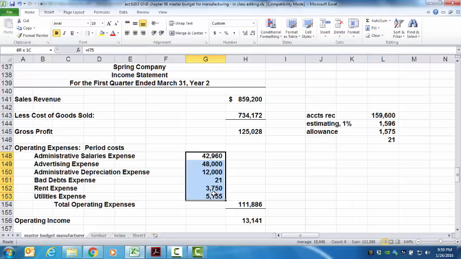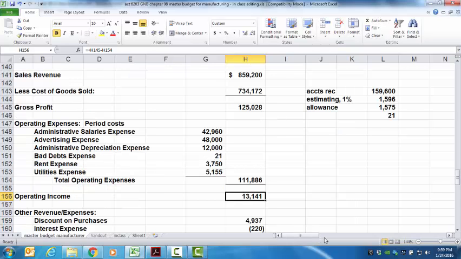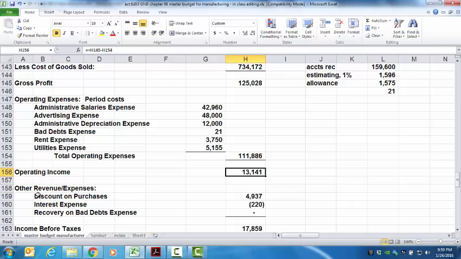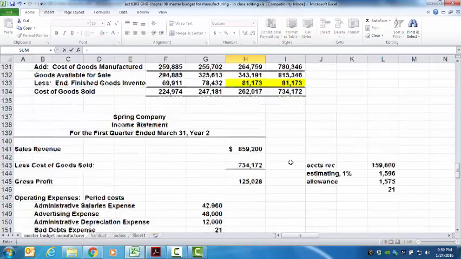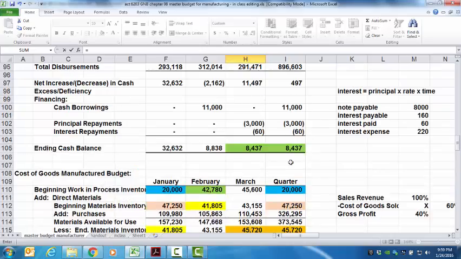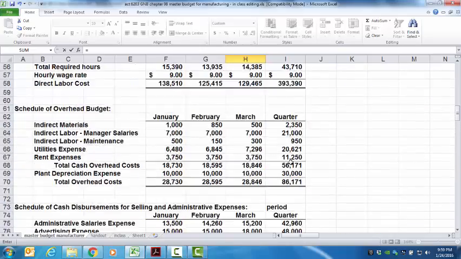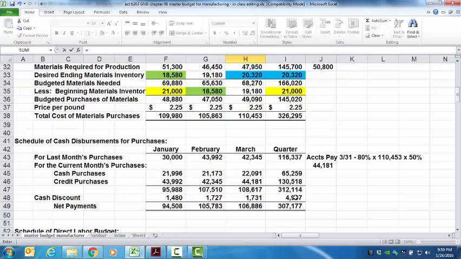When I add all these costs, I have my operating expenses. The operating income is the difference between the gross profit and those expenses. I'm down to $13,000. We have a couple other items here. Discount on purchases. Now, let's go back to that cash disbursements for purchases budget, because that's where we calculated those discounts. And it was $4,937, which agrees with your page.